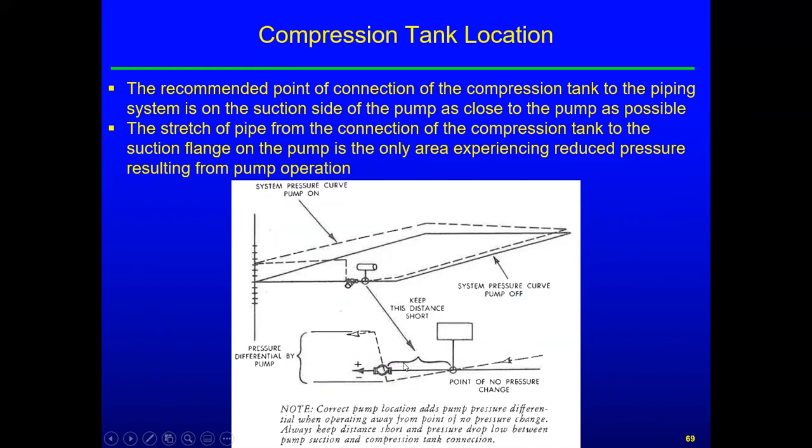And so where you put that relief valve matters. If that relief valve is someplace downstream of that pump and you turn that pump on, then that relief valve is going to see a pressure increase. And that's going to affect the allowable pressure on your system. Okay. The recommended point of connection of the compression tank to the piping system is on the suction side of the pump, as close to the pump as possible. Okay, so we want to get close to the suction.